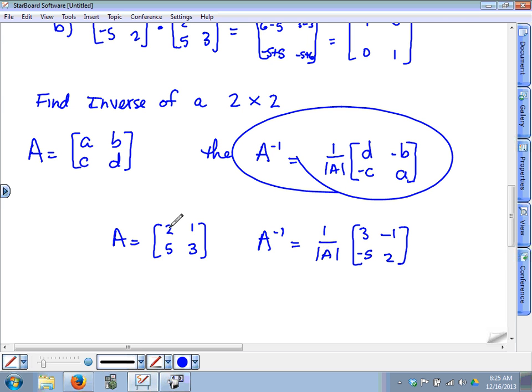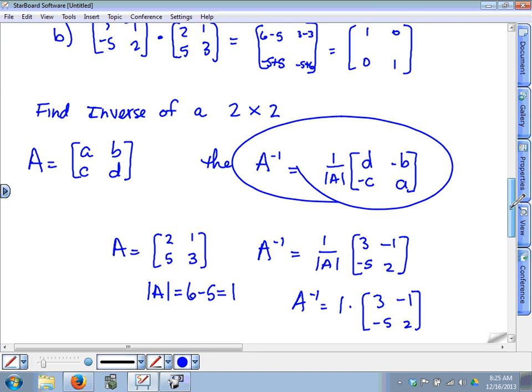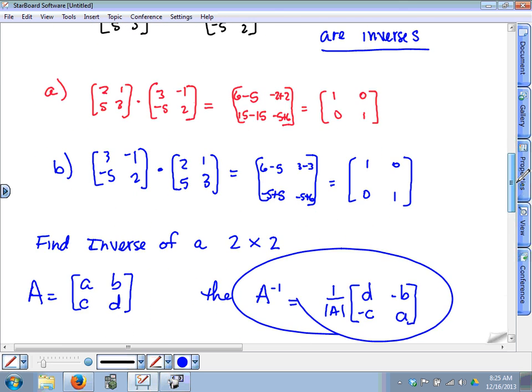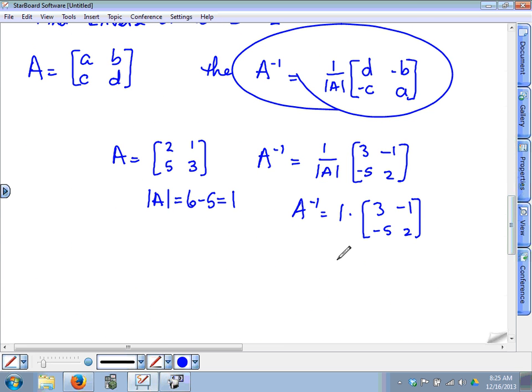All that's left to do now is find the determinant of A. So the determinant of A is 6 minus 5, which is 1. So then 1 divided by 1 is 1, so A inverse is equal to 1 times 3, -5, -1, and 2. Isn't that what it should have been, though?